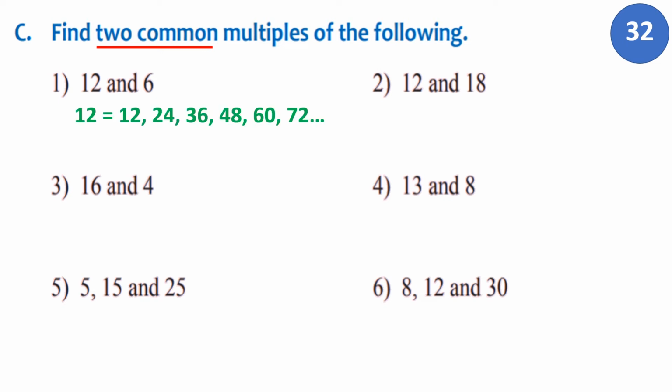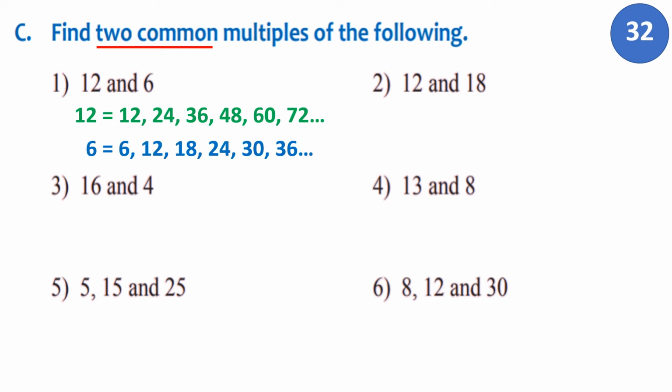For 12, the multiples of 12 are 12 times 1 is 12, 12 times 2 is 24, 12 times 3 is 36, 12 times 4 is 48, 12 times 5 is 60, 12 times 6 is 72, and so on, many numbers.